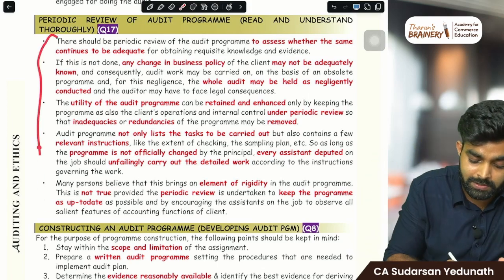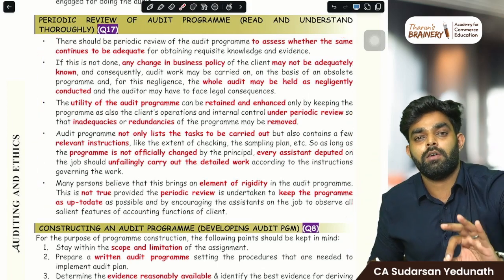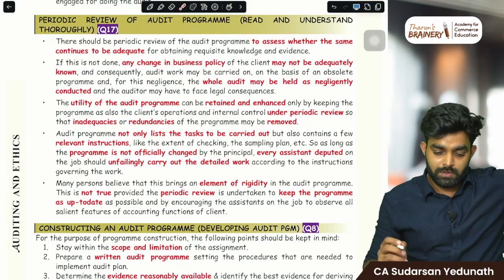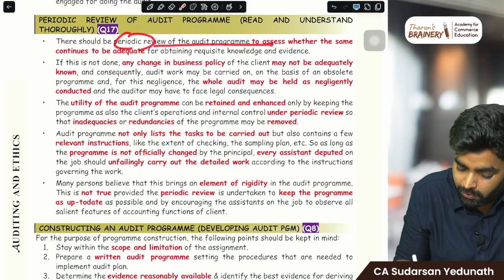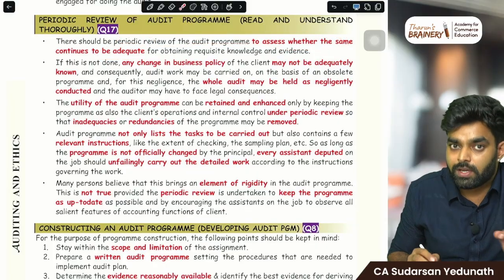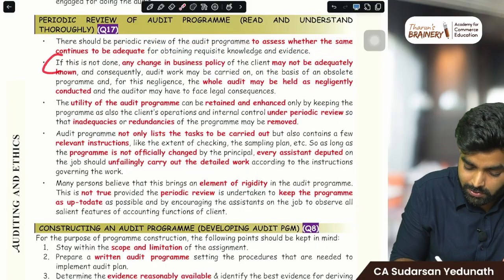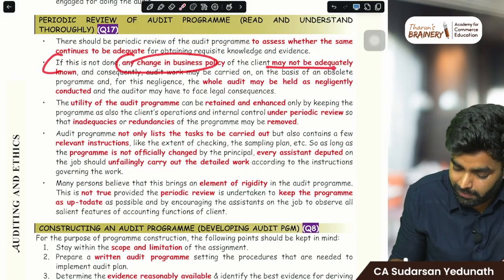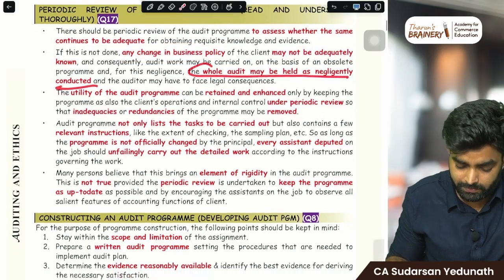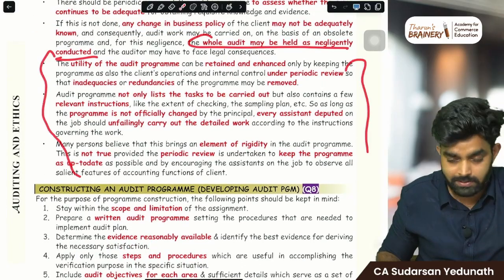All this periodic review is needed. Otherwise, you will be carrying on audit on an obsolete audit program and your entire audit will be gone. So, there should be a periodic review of audit program to assess whether the same continues to be adequate. If it is not done, any change in the business policy may not be adequately known and the whole audit may be negligently conducted. All these things, it's very easy, just understand.